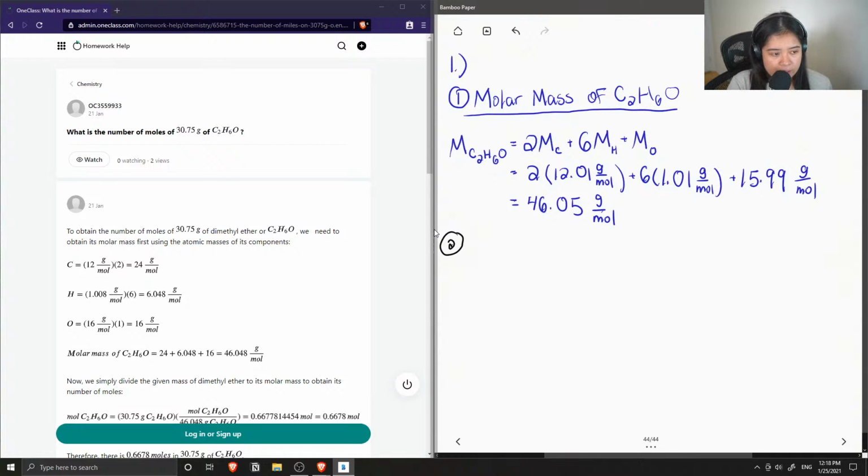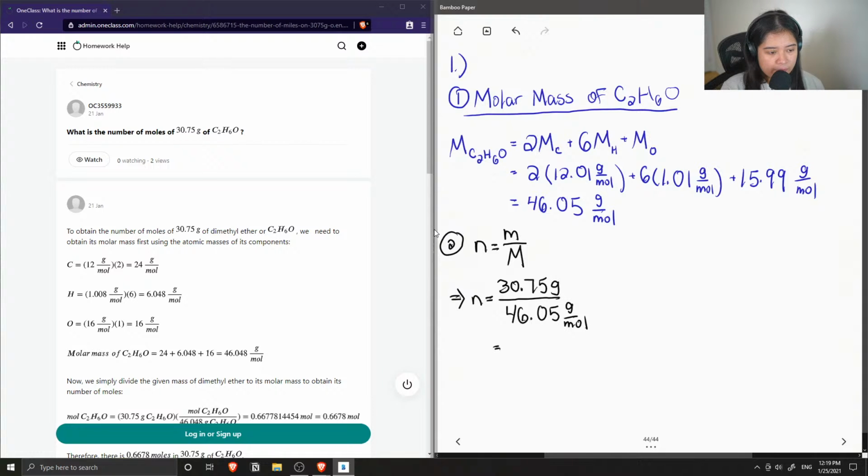The second part is just calculating now for number of moles. So the formula for finding number of moles when you're given mass and molar mass is just dividing mass over your molar mass. So the mass was given in the question. It was 30.75 grams. And the molar mass is what we just found in the previous step, 46.05 grams per mole.